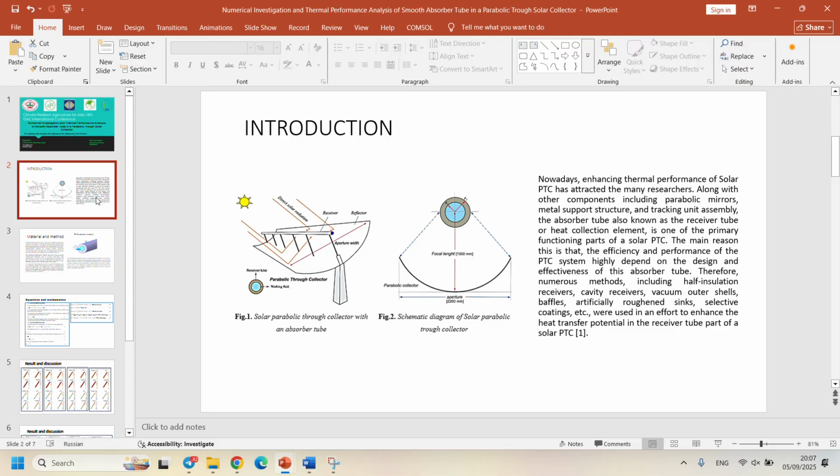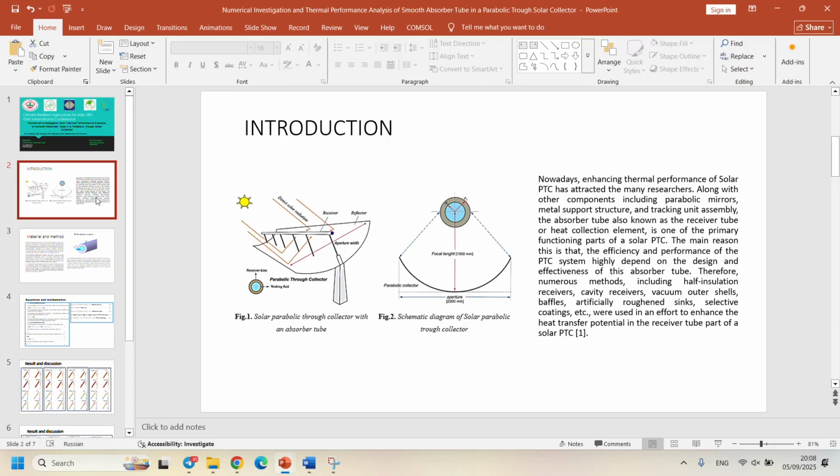Along with other components, including parabolic mirrors, structure support, and checking unit assembly, the absorber tube, which is also known as a receiver tube, or heat collection element, is considered to be one of the primary functioning parts of the solar parabolic collector. The main reason is that the efficiency and performance of the PTC system highly depends on the design and effectiveness of this absorber tube.